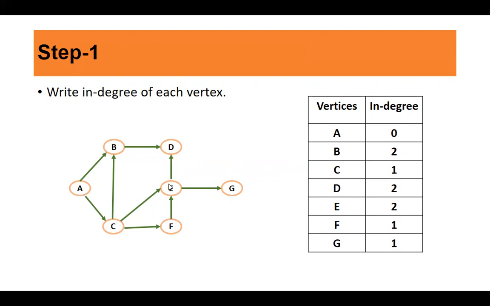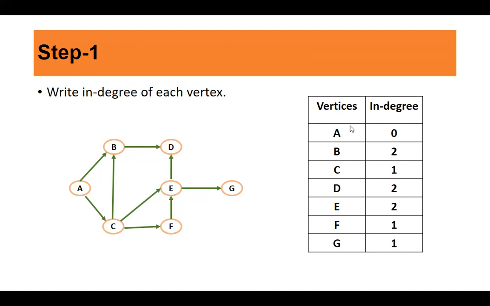Similarly, in degree of E, there are two edges coming to the E, that is from C and then one from F. In degree of E is 2. In degree of F is 1. There is only one edge coming to F, that is from C to F, right? And in degree of G is also one edge coming from E, right?